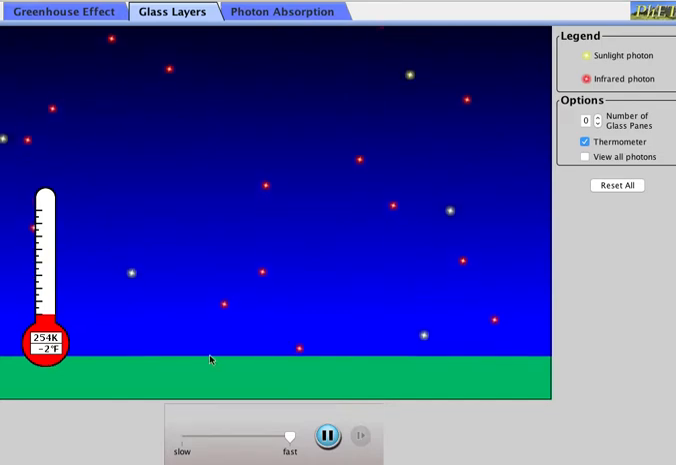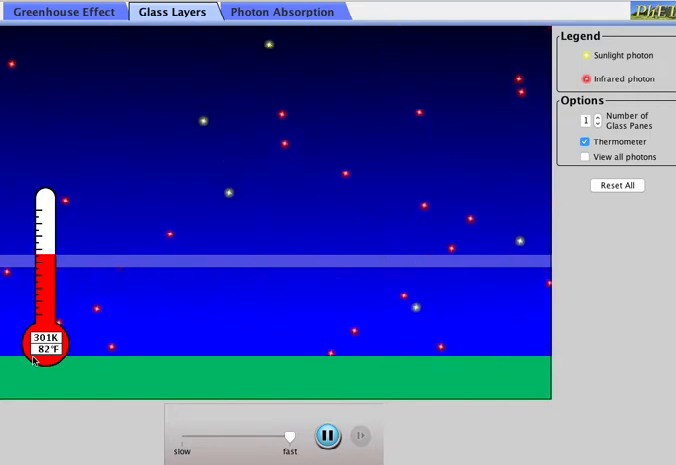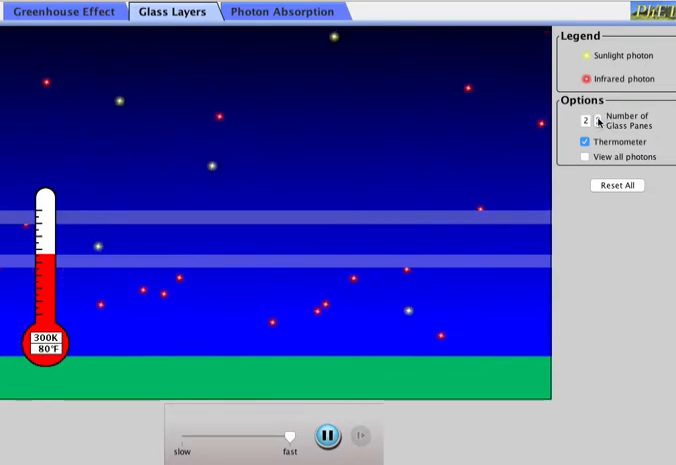So I'm going to add glass panes here. Here's with one pane of glass. We'll give it a couple seconds to adjust. My new temperature is in the 60s, the 70s. Now it's kind of leveling out, maybe in the low 80s here. I'll add another pane of glass.